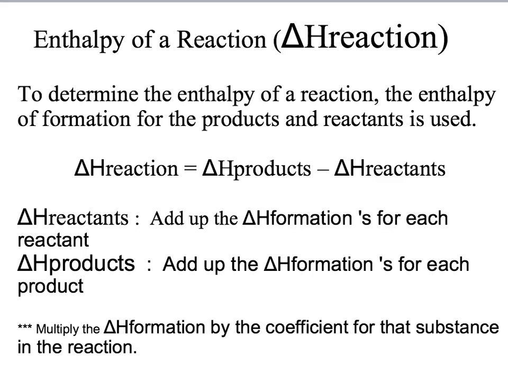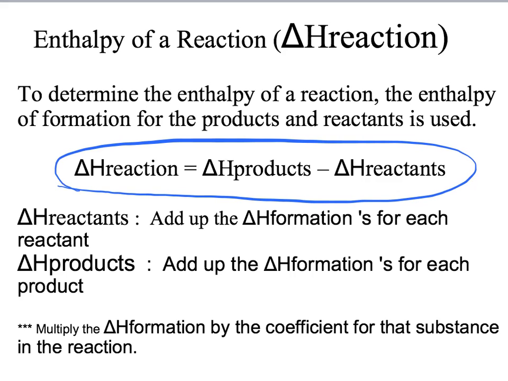To do that, we still use our formula here, but this time we're going to have to figure out what the heat of the reactants is and the heat of the products. To find the heat of the reactants, we add up the heats of formation for each reactant, and then to find the heat of the products, we add up the heats of formation for each product. Make sure that if you have a coefficient in front of a molecule, you multiply the heat of formation by the coefficient.